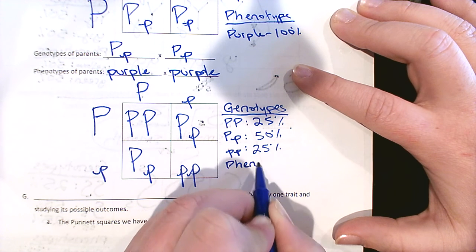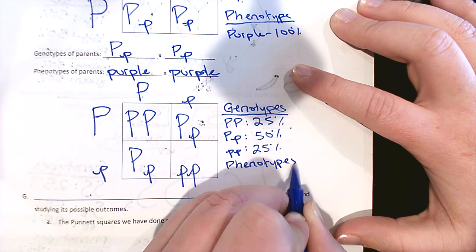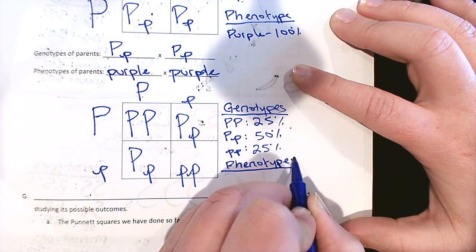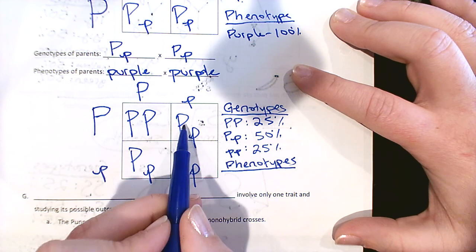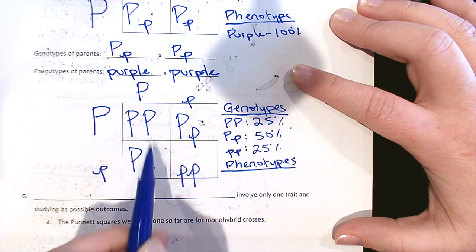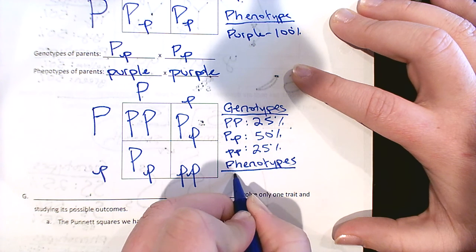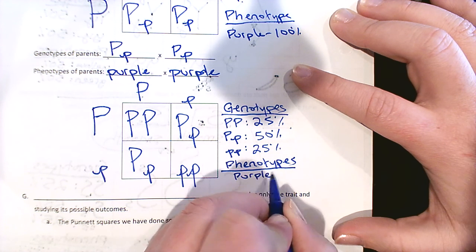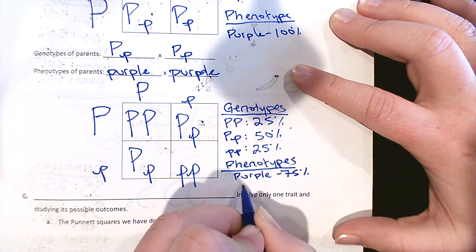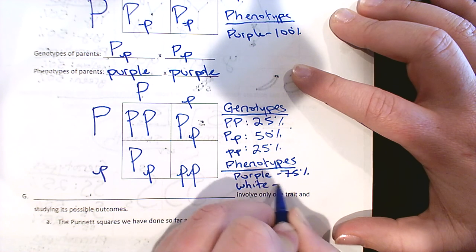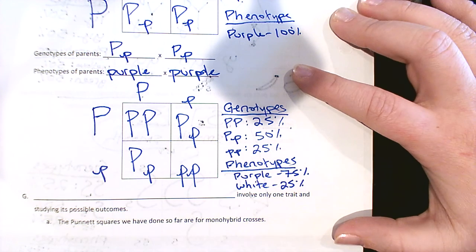But then when we're talking phenotypes, remember that's the physical trait that shows up, and I have 1, 2, 3 boxes that have at least one capital P dominant allele, so I would have purple flowering plants in 75% of the offspring, and white in only 25%.